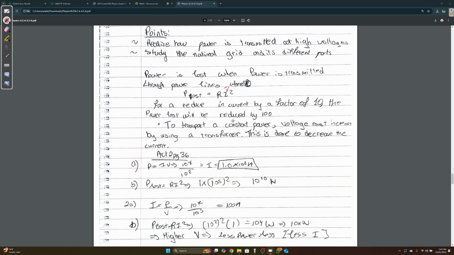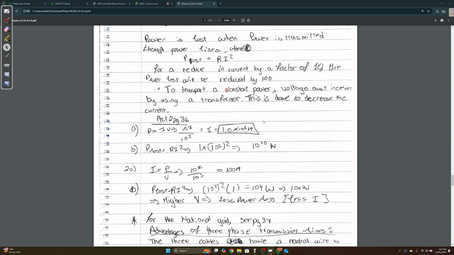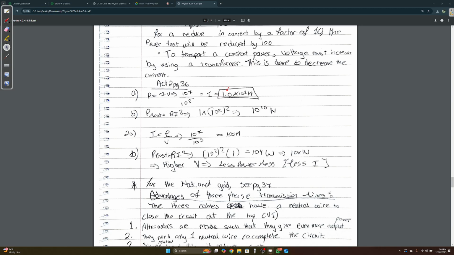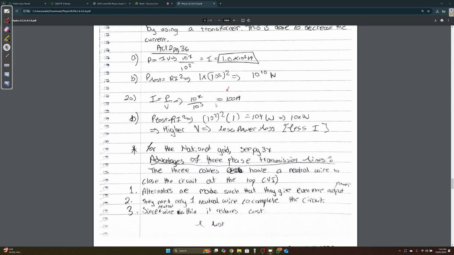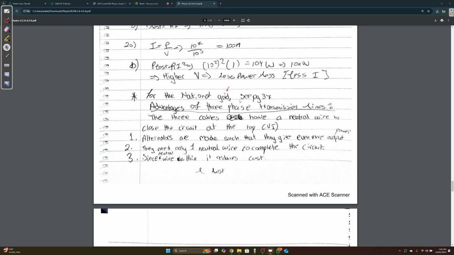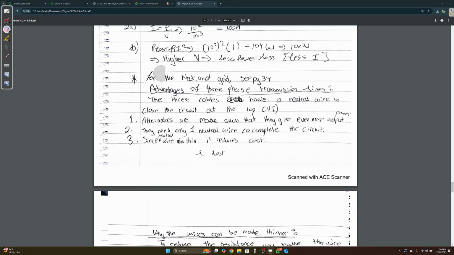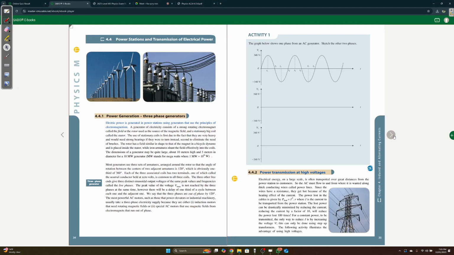Okay, that's it. To transport constant power, voltage must increase. You need to change the voltage by using a transformer. These are just questions solved in the book. For the national grid, see page 37, because I'm not going to draw a lot. It's over here.